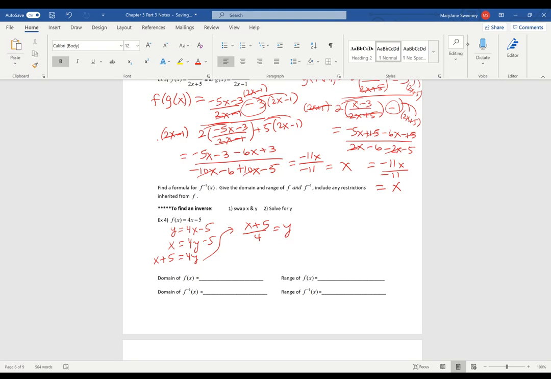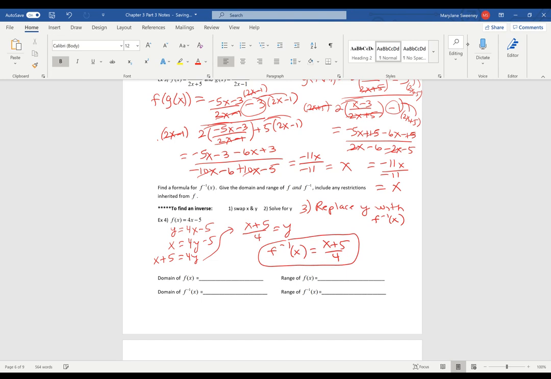And then we need to replace the y. So I guess maybe I should have a step 3 here. Replace y with f to the negative 1 of x. So I should say f to the negative 1 of x is x plus 5 over 4.